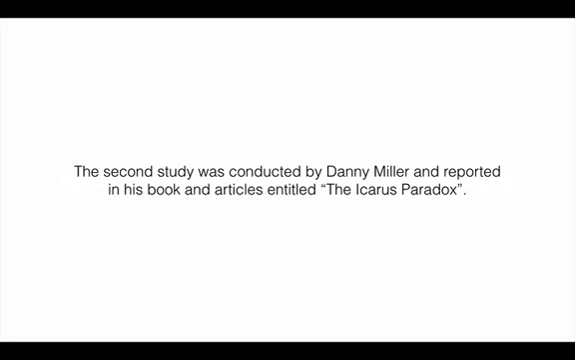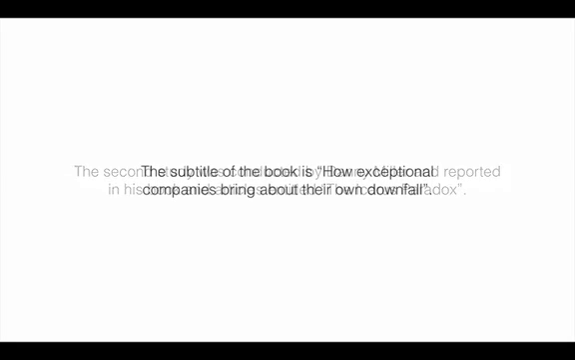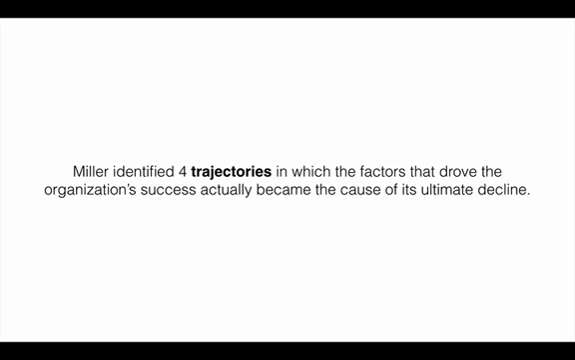The second case study was conducted by Danny Miller and reported in his book and articles entitled Icarus Paradox. The subtitle of the book is How Exceptional Companies Bring About Their Own Downfall. Miller identified four trajectories in which the factors that drove the organisation's success actually became the cause of its ultimate decline.